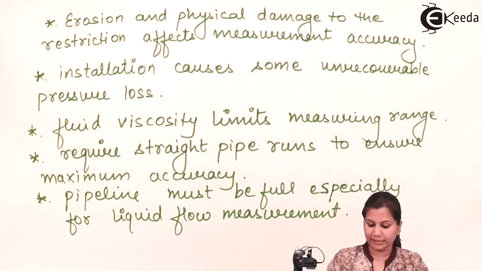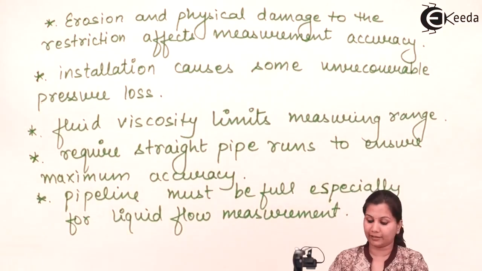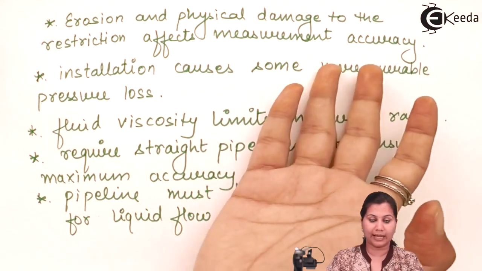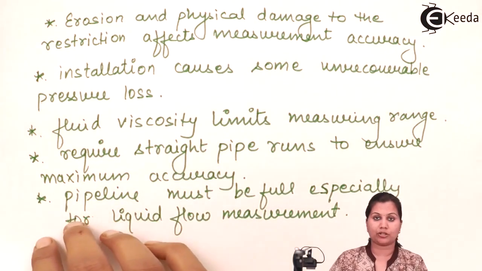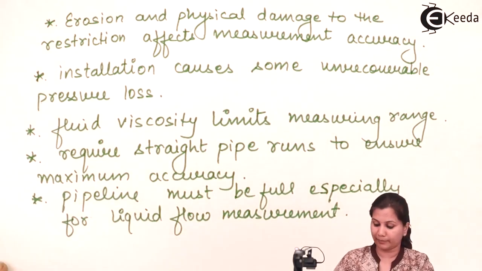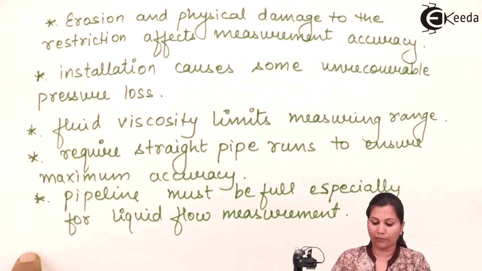So these are the disadvantages of the orifice plates: their accuracy is less, their rangeability is very low, and they are affected by environmental factors like erosion and any physical damage. Also, the fluid viscosity, density and pressure also limit its measuring range. So these are some of the disadvantages of the orifice plates.